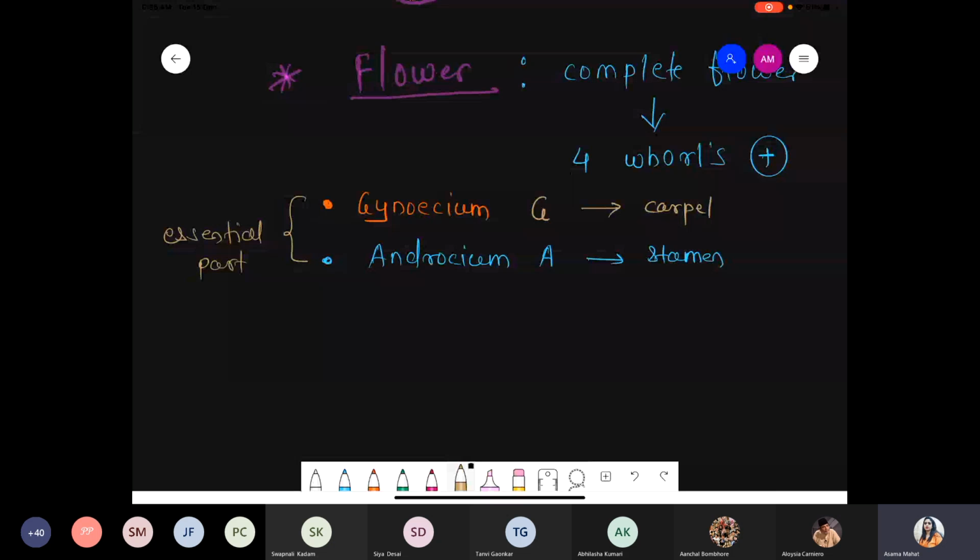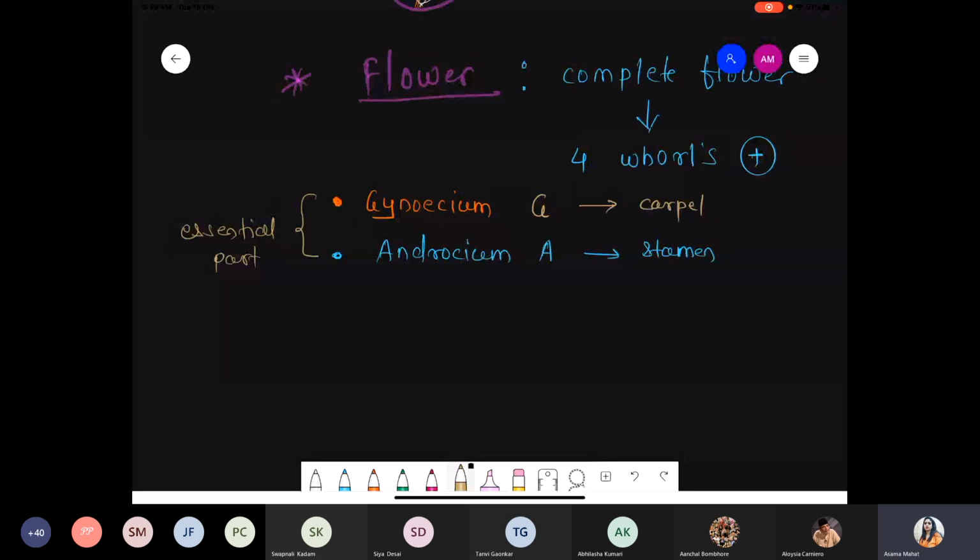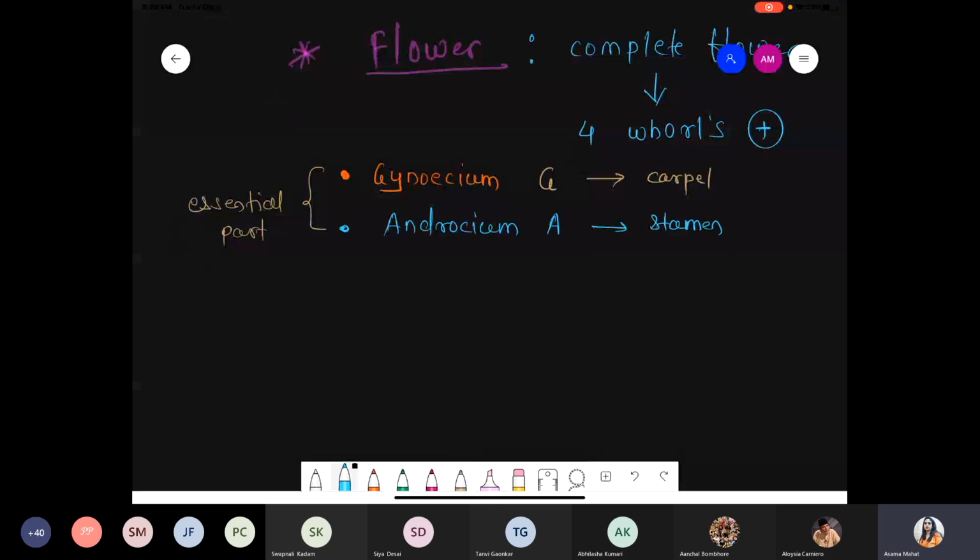Another one we are talking about is corolla. Corolla is represented by the capital C, and corolla is nothing but the petals, which are very attractive, beautiful in color, multiple colors. And finally we are talking about calyx. Capital C was already used for the corolla, so on the basis of the pronunciation we are using K for calyx.